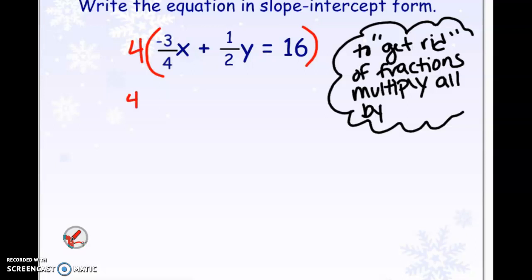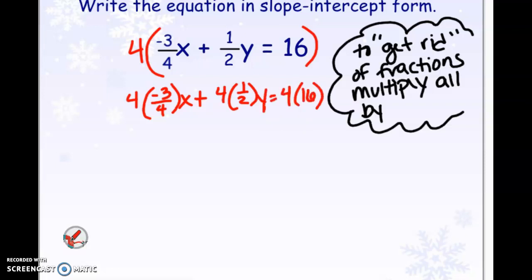So I've got 4 times negative 3 over 4x plus 4 times 1/2 y equals 4 times 16. The reason I do that is it makes it a lot easier problem. I now have negative 3x plus 2y equals 64. Now when I'm manipulating it, I'm not working with the fractions so much, but you don't necessarily have to do that, but I kind of like to.